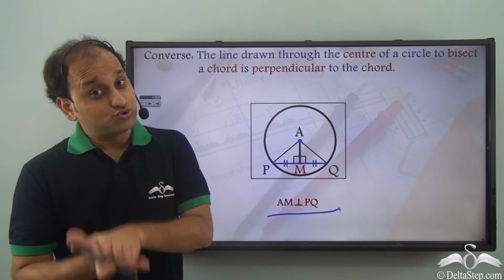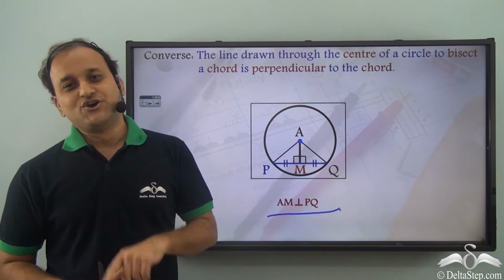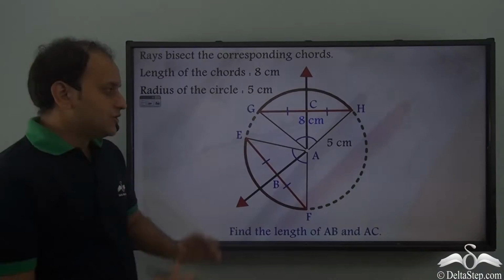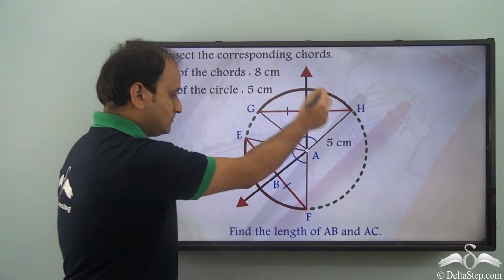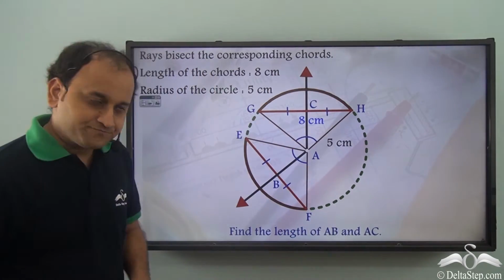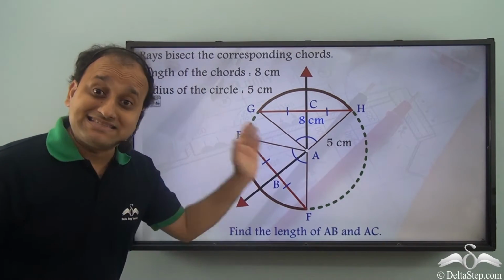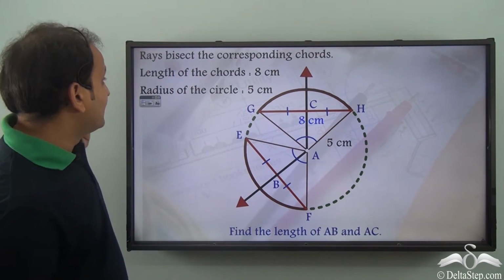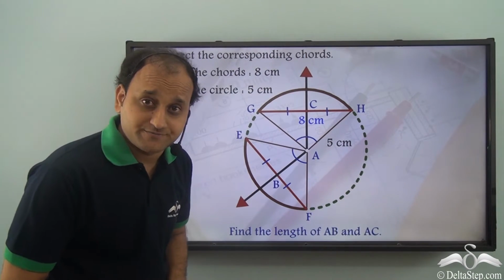Now, using these two theorems, we can actually solve a number of problems. So let's see one such problem. In this we have a circle and we have chords EF and GH. Also we have two rays which are bisecting these chords. So what do we have? We have rays bisect the corresponding chords.